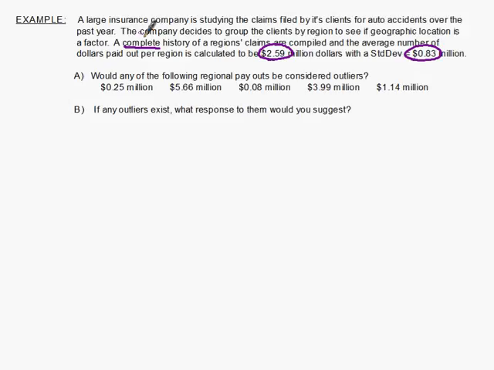Because it's a complete history of the region's claims, is this a sample or is this a population? It would be population because it includes everything. It's a complete history of the region's claims. So when we start calculating lower and upper boundaries, we have to keep that in mind. So we're using standard deviation and not sample standard deviation.